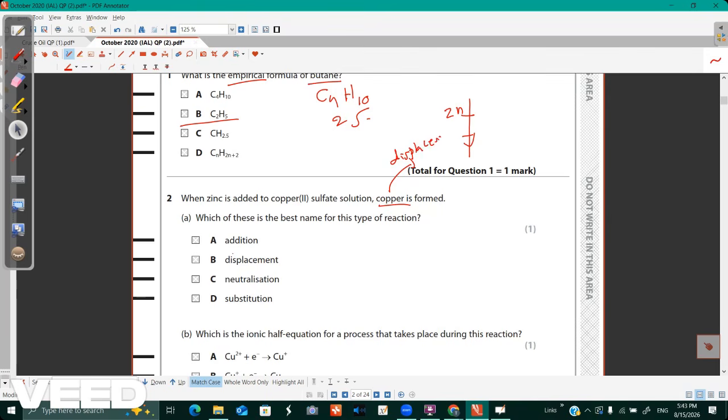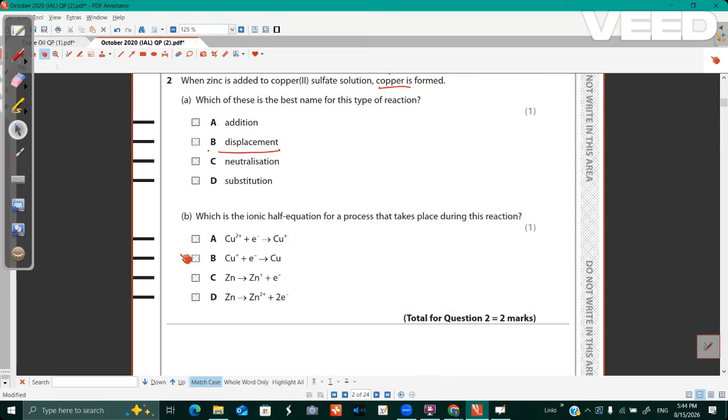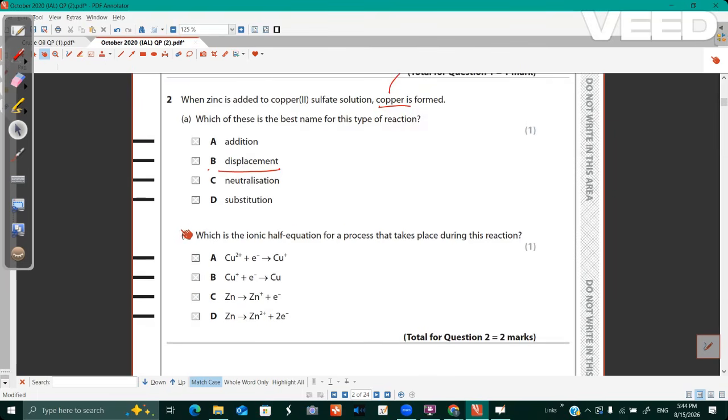Which of these is the best name for this type of reaction? It is given, right? Displacement reaction, right? I have already given the answer. Which is the ionic half equation for a process that takes place during the reaction?